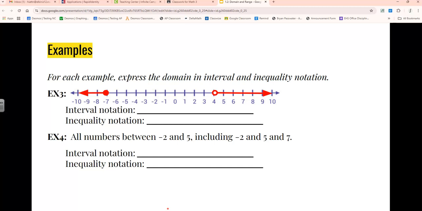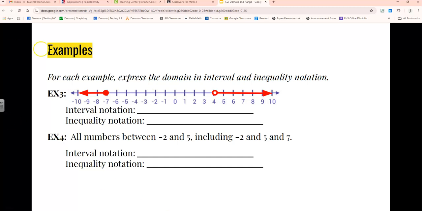Looks like we're kind of stalling out on number 4. Do y'all need more time, or are y'all already stuck? Stuck? Okay. Let's look at it. Okay, let's look at 3 first. Here's what you should have for 3.